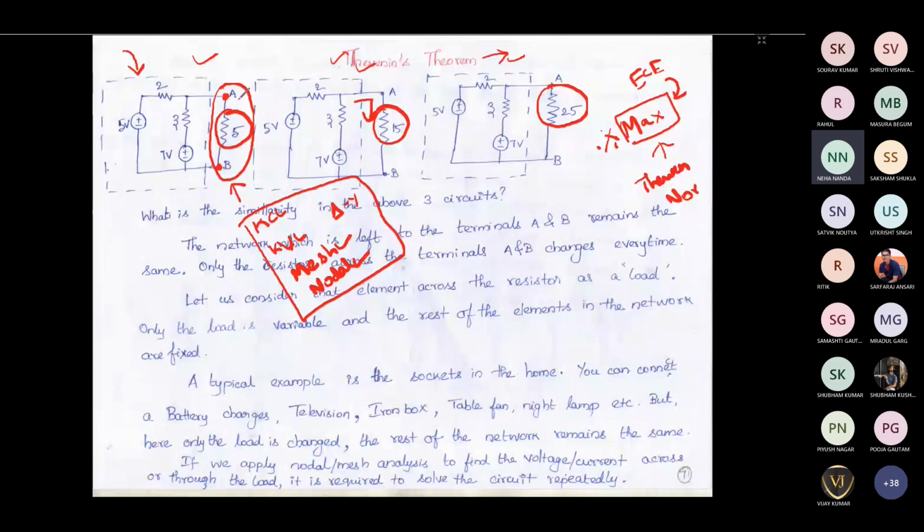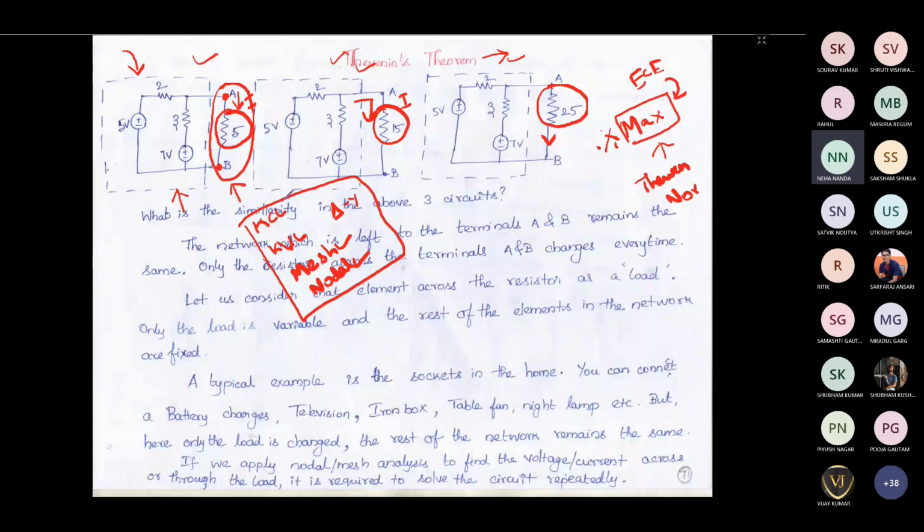Now, what should you do to find the current? Let's say I'm telling you to find the current through this 5 ohm resistor. Here I'm telling you to find the current through this 15 ohm resistor, and here through this 25 ohm resistor. Three circuits you are having. In these three circuits, only the resistor element across the terminals A and B alone is changed, but the remaining circuit is constant.